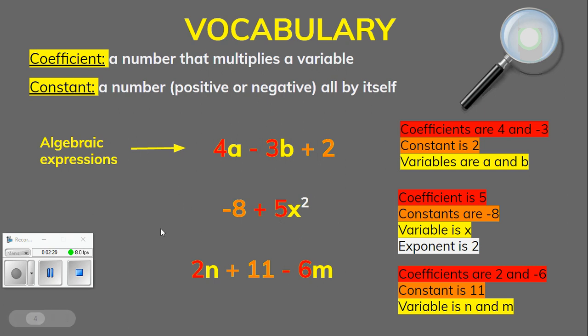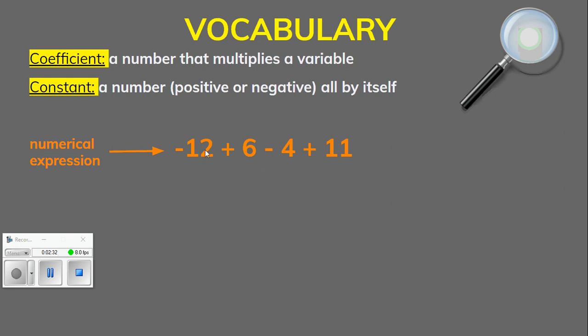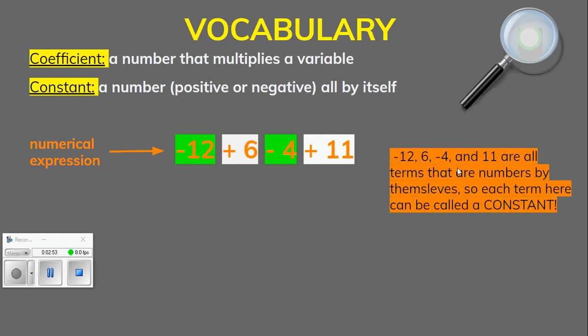Now below those examples, you guys see this right here, and there's two lines up above this to call this thing a numerical expression. So make sure you jot down that this thing is called a numerical expression. Put that in your notes. Now in this numerical expression here, I see two negative numbers. I see a negative 12 and a negative 4. And I see a positive 6 and a positive 11. Now all of these are terms that are numbers by themselves, so each term here can be called a constant. This is a numerical expression with 4 constants. There is a place in your notes for you to fill in the word constant, so make sure you've got that.